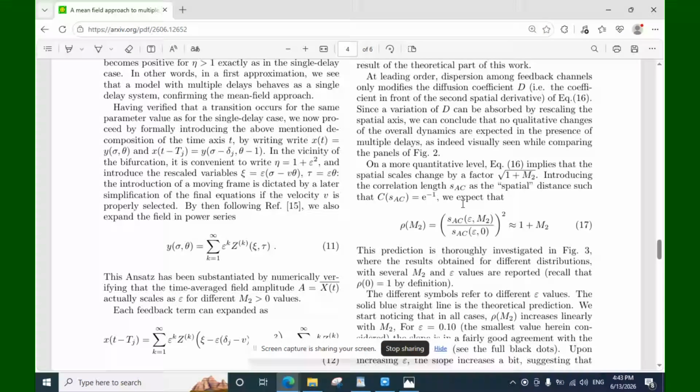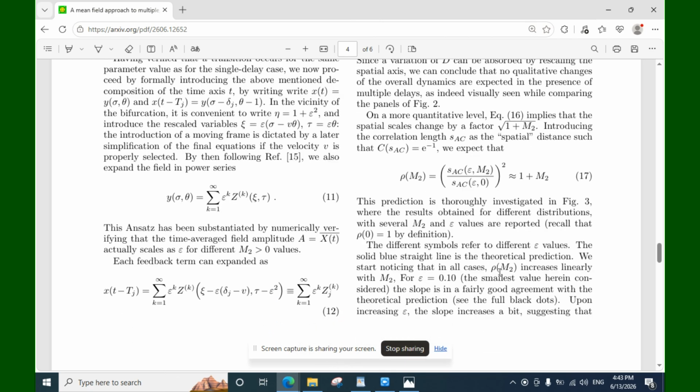e to the power of mod. We expect that rho m2 is equal to SAC multiplied by epsilon m2 divided by SAC epsilon 0 to the power of 2, which is almost equal to 1 plus m2. This prediction is thoroughly investigated in figure 3, where the results obtained for different distributions, for which several M2 and epsilon values are reported. Recall that rho 0 is equal to 1 by definition.